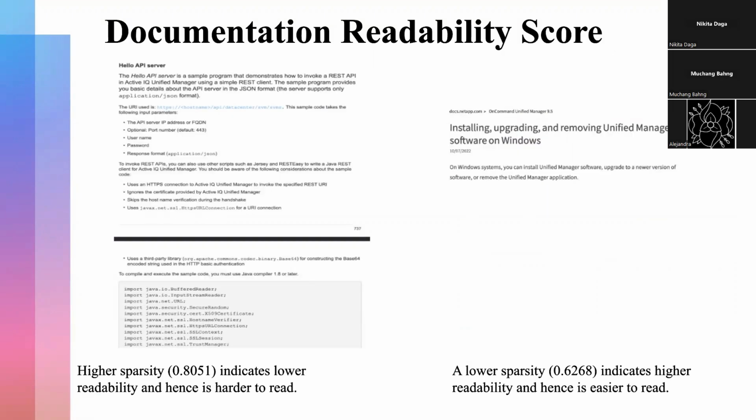Here we have two different examples of documentation readability scores. Towards the left, we have a document that has a higher sparsity, which indicates lower readability and hence is harder to read. Towards the right, we have a document that has lower sparsity, which indicates higher readability and hence is easier to read.